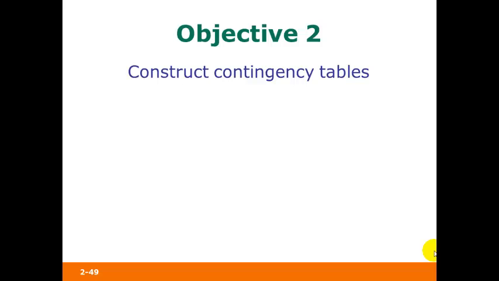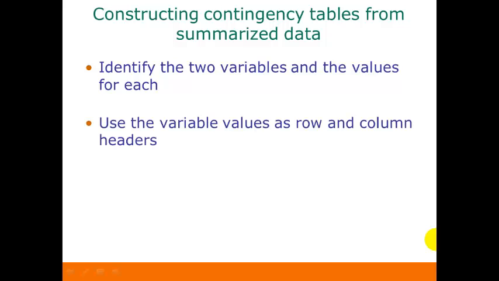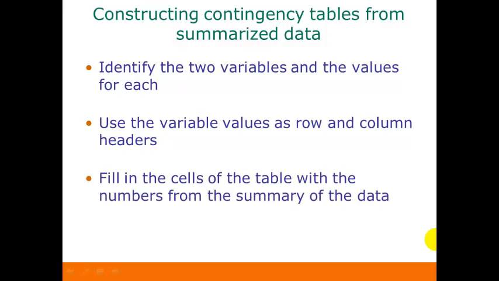The second objective here is to construct contingency tables, and how we do this depends on the form that our data is in. So first we can construct contingency tables from data that's already been summarized. Sometimes we just get a list of numbers of how many subjects were in each different combination of categories. So if we have a summary like that, then what we need to do is identify what the two variables are, and then identify the possible values for each one of those variables. Once we've identified those variable values, we'll use those as our row headers and our column headers in the table. And then finally we just fill in the cells of the table with the numbers from the data summary that we had.